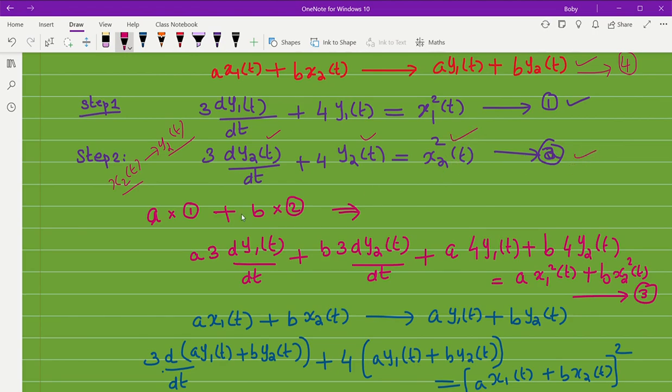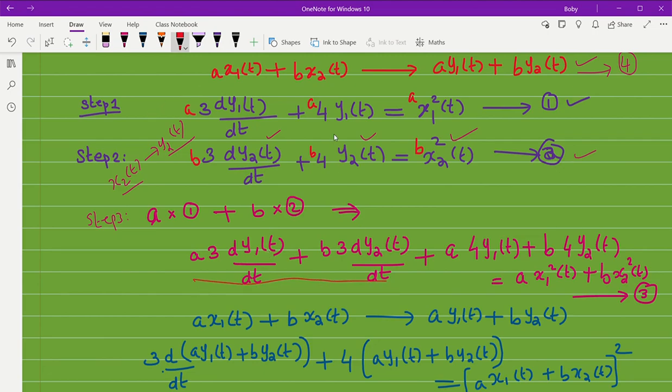Now coming to step number 3, what is step 3? Step 3 is a into 1 plus b into 2. So the first equation, throughout, we multiply by a. So this term by a, the third term multiplied by a. The second equation, throughout, we multiply by b. This term is multiplied by b, this term is multiplied by b. Then we are adding these two. When we add, we get 3a dy1(t)/dt plus 3b dy2(t)/dt. This is our first expression.